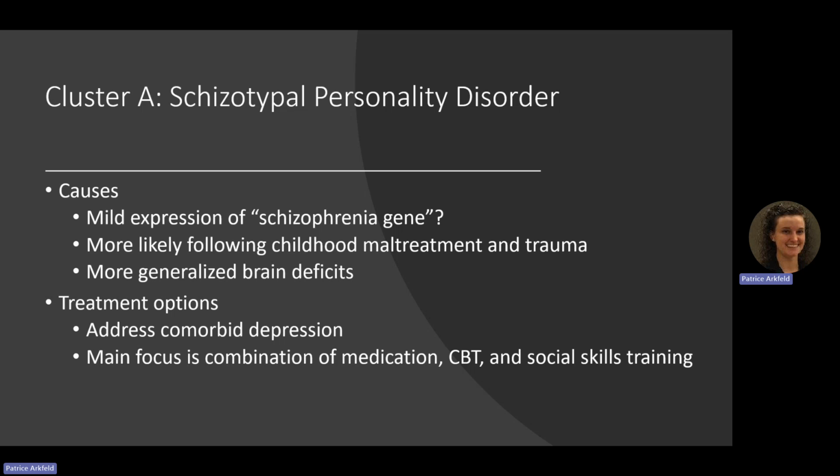The main focus of treatment tends to be on combining medications, typically for the depression, with cognitive behavioral therapy. So we can work on the thoughts that someone is having, in addition to teaching them social skills so that they can develop the skills that are necessary for them to maintain relationships with others. But like all other personality disorders in cluster A, our treatment prognosis is generally pretty poor for this diagnosis.